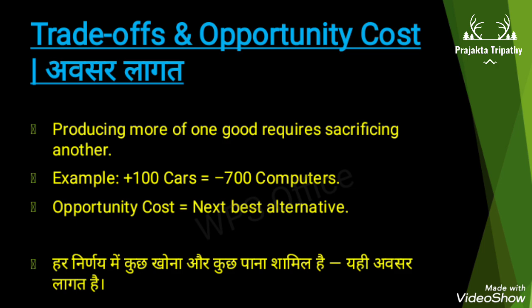For example, if you produce 100 extra cars and you lose 700 computers, the opportunity cost of those 100 cars is 700 computers. Opportunity cost is not fixed, it changes at different points on the curve, since the PPF is typically a curve, not a straight line.